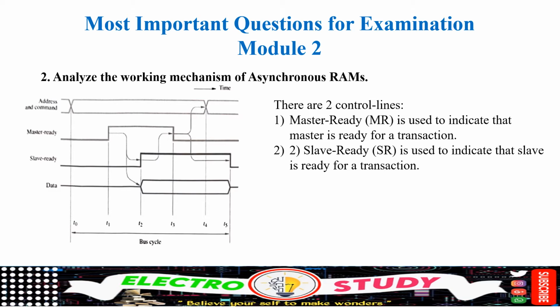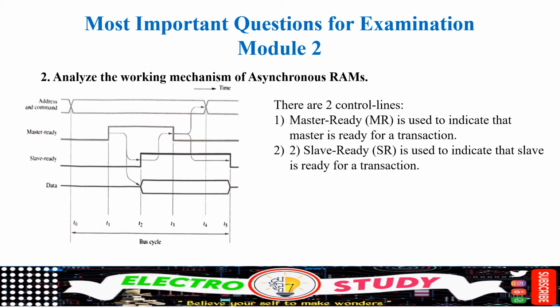So that is why we have master ready and slave ready, and this is the timing diagram, that is, the bus cycle. You have two control lines, master ready and slave ready. Master ready indicates that the master is ready for transacting the data, and slave ready indicates that the slave is ready to transact the data. If the MR signal is 1, it causes all the devices on the bus to decode the address. You can see what happens at T0 and what happens at T1.